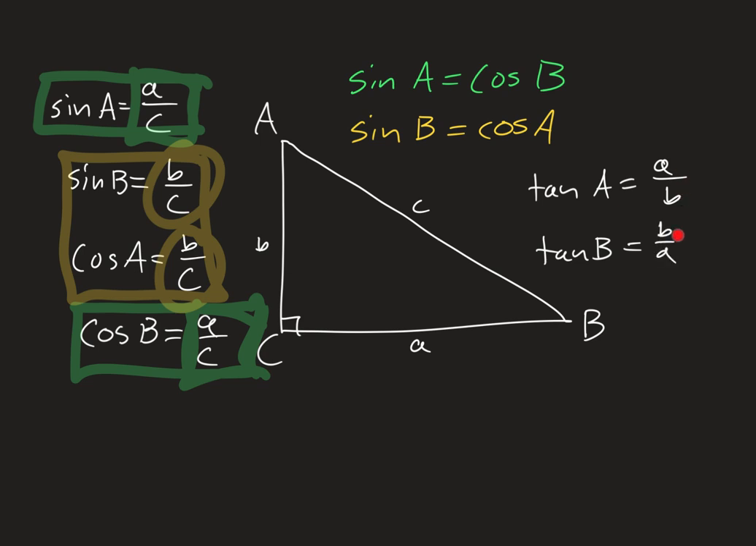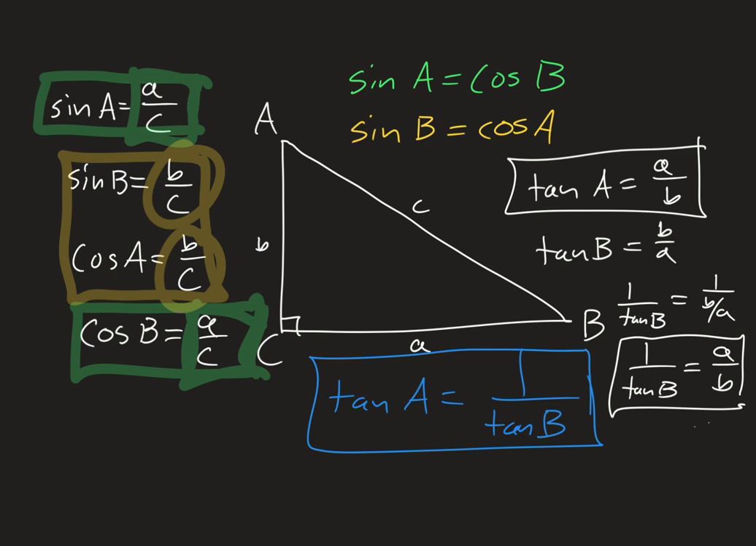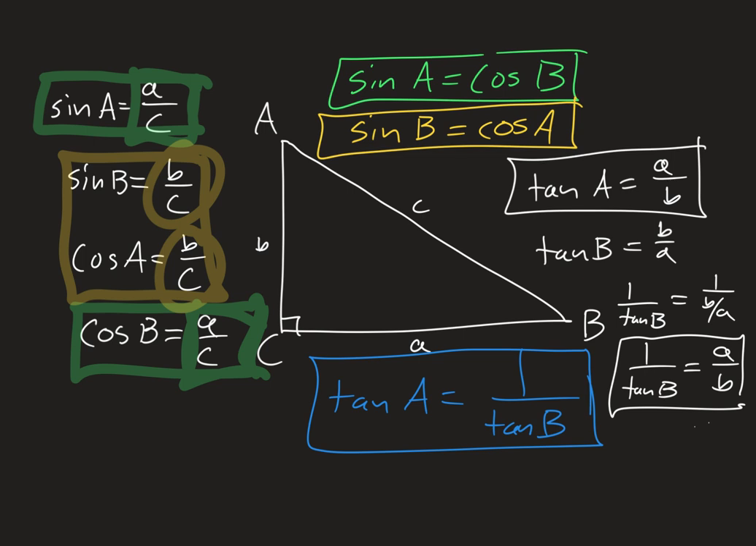What you might notice here is that these are exact reciprocals of each other. If I divided 1 by tangent B, I would have 1 over B over A, which, remember, when you're dealing with fractions and you're dividing, you can just multiply by the reciprocal. So you end up with A over B. So this is the same thing as this. This is another one that's really useful. We find out that the tangent of an angle is equal to the reciprocal of the tangent of the other angle in the right triangle. So these three rules are going to be valuable to know.